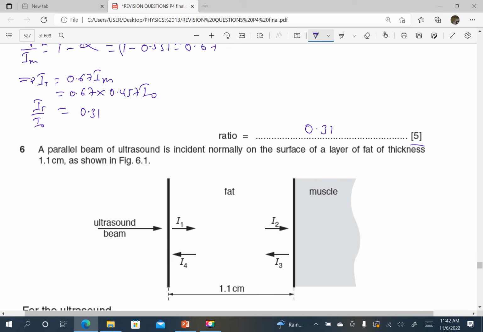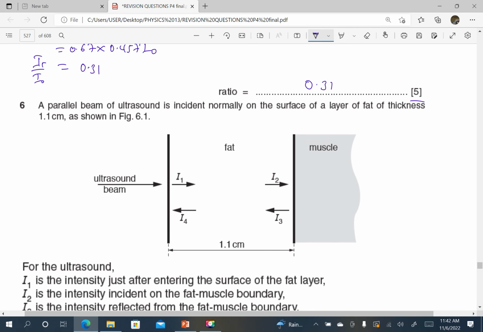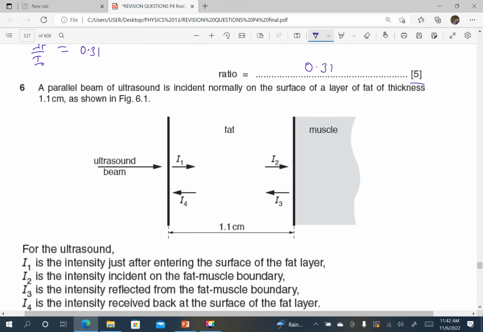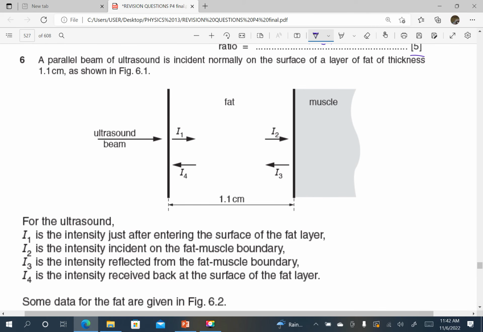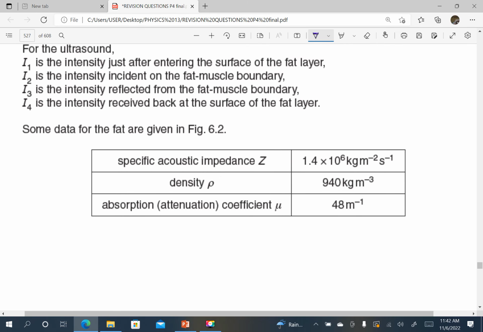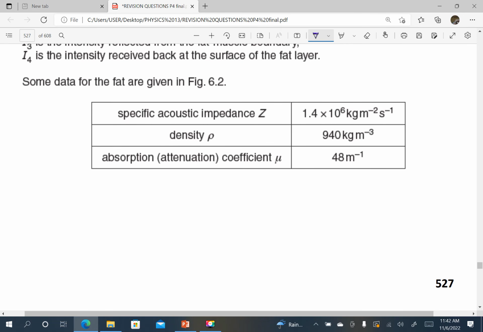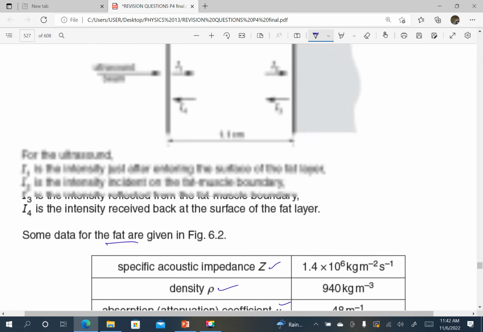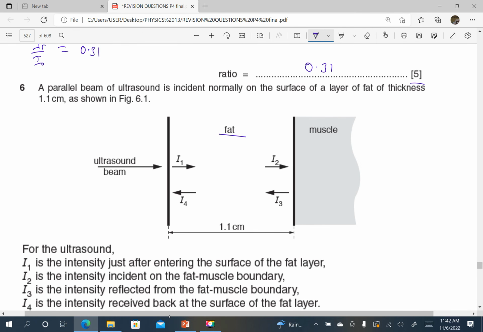A parallel beam of ultrasound is incident normally on the surface of a layer of fat of thickness 1.1 centimeters as shown in the figure. For the ultrasound, I1 has been defined, I2 defined, I3 defined, and I4 defined. They even gave us some data in the table. Okay, they gave us the density. This is for fat. They gave us Z for fat, density for fat, and coefficient mu for fat. Know that it's first of all going through, it is actually in fat.